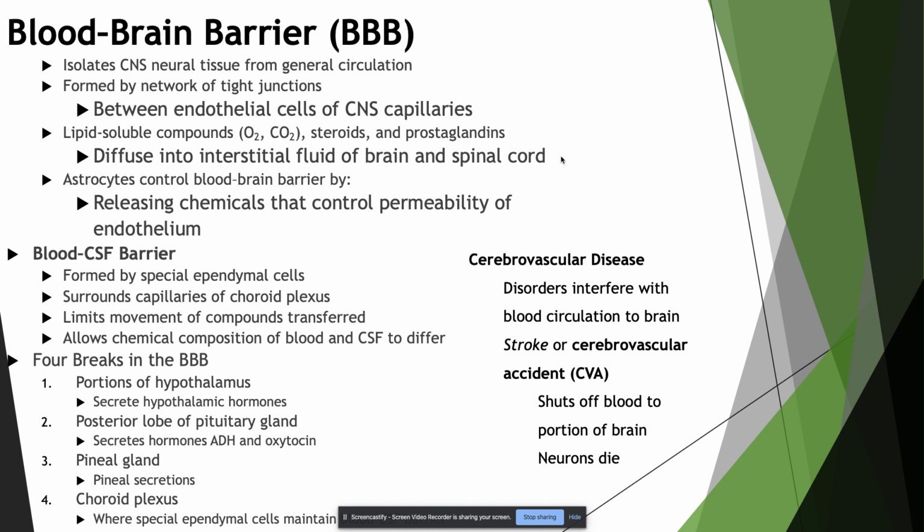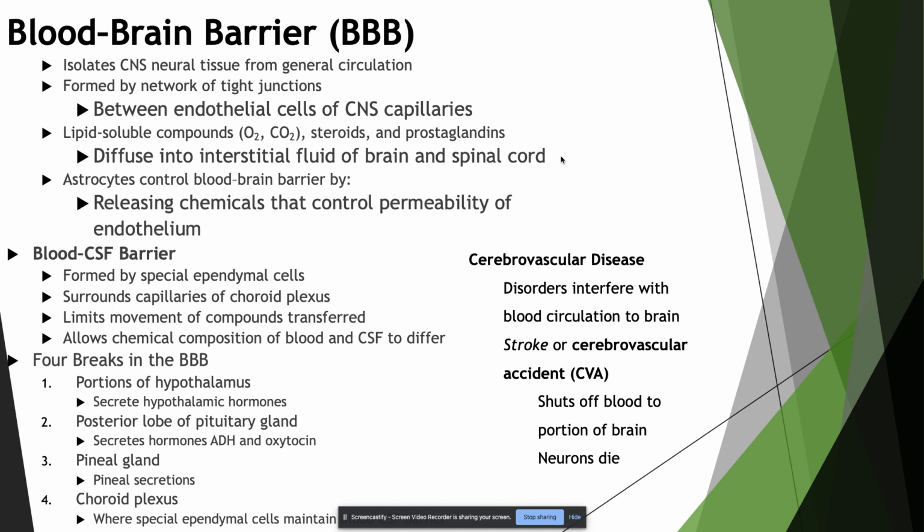Three, capillaries in the pineal gland. This endocrine gland is located on the posterior superior surface of the diencephalon, and the capillary permeability allows pineal secretions into the general circulation. And four, capillaries at the choroid plexus. The capillary characteristics of the blood-brain barrier are lost there, but the transport activities of specialized ependymal cells in the choroid plexus maintain the blood-CSF barriers.